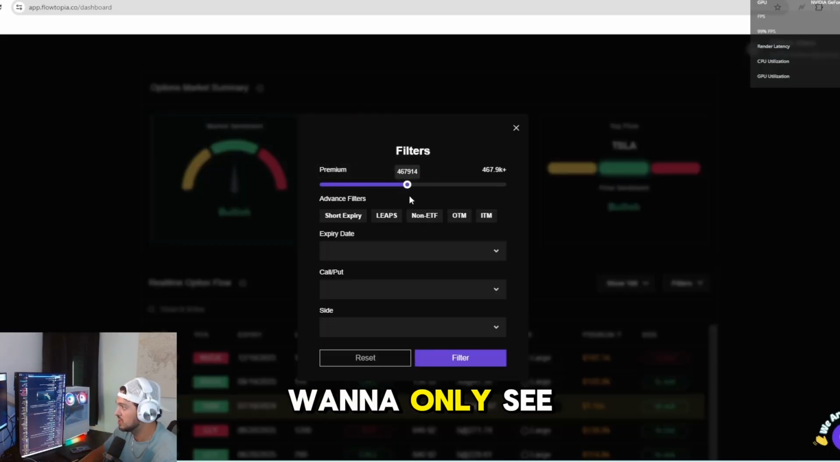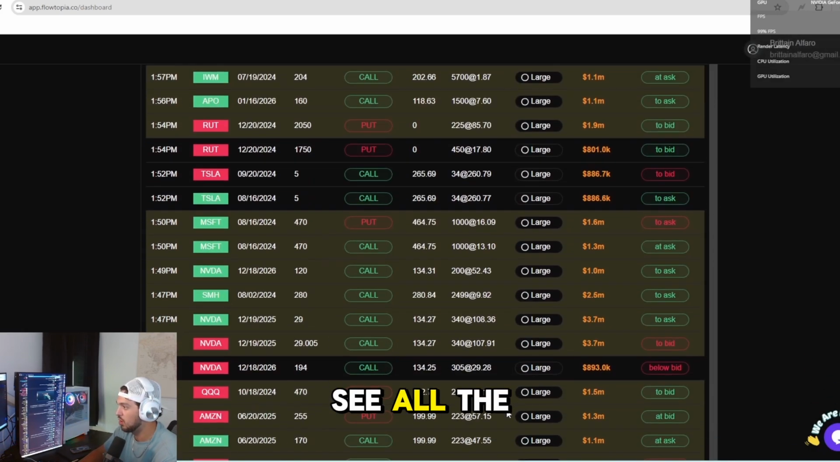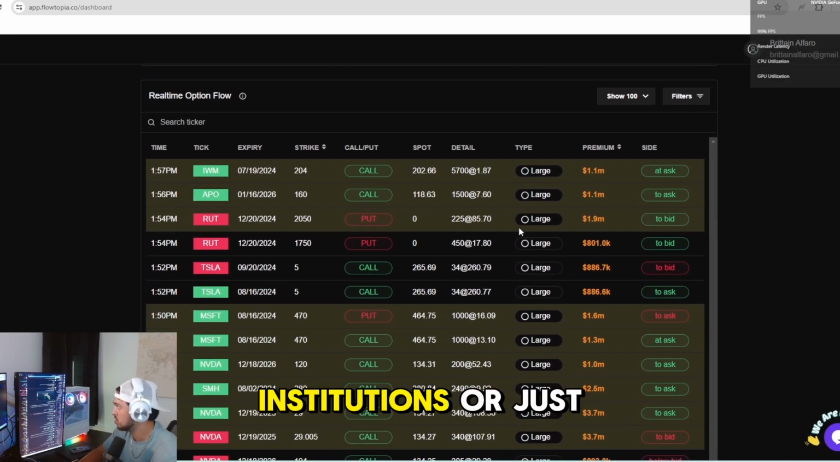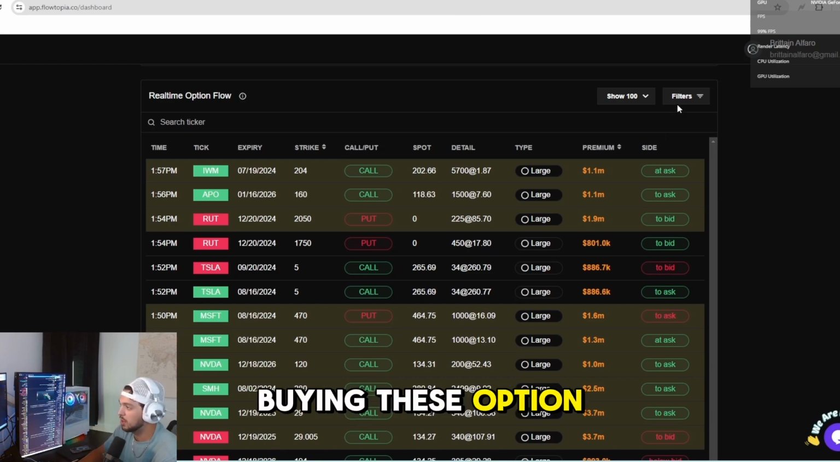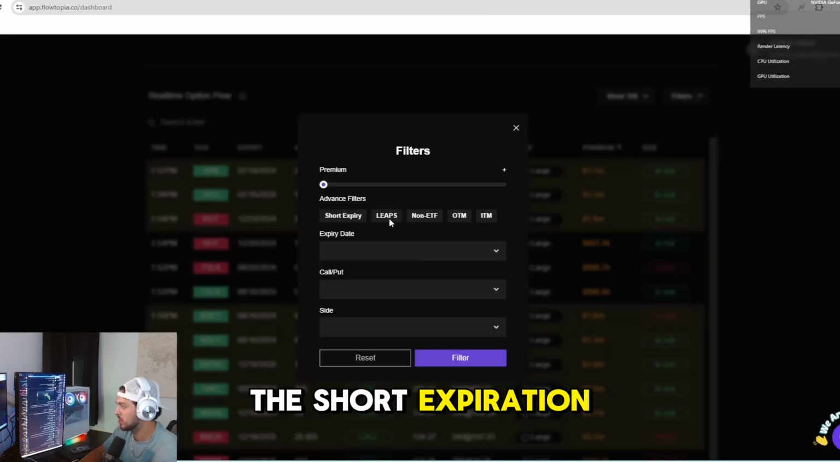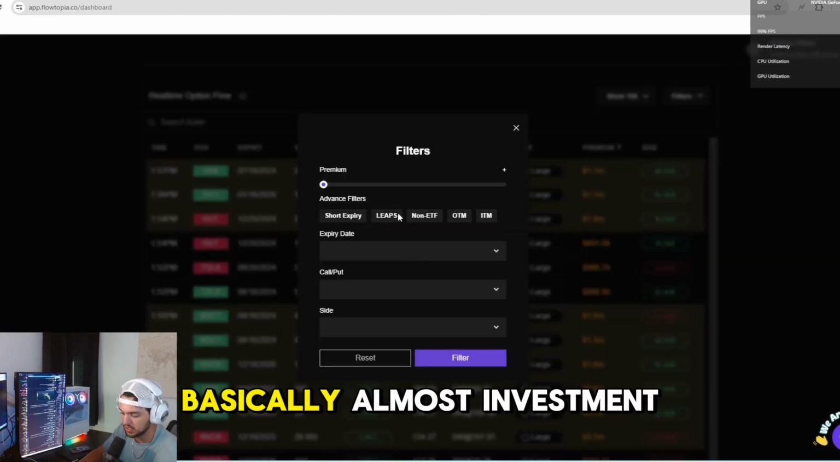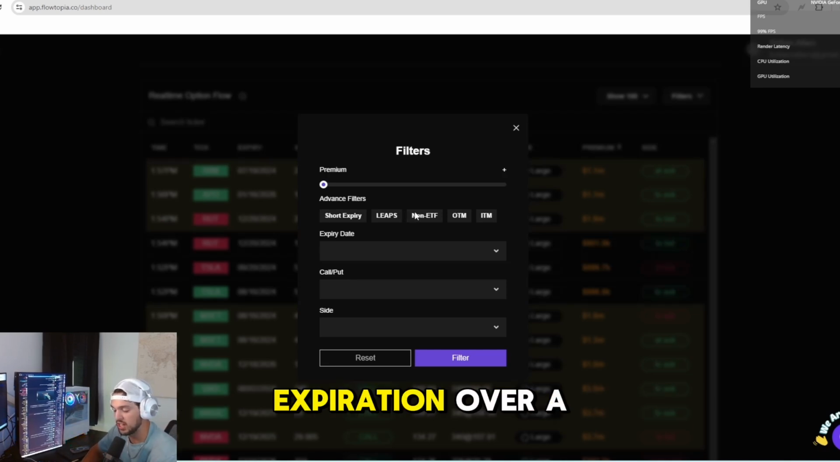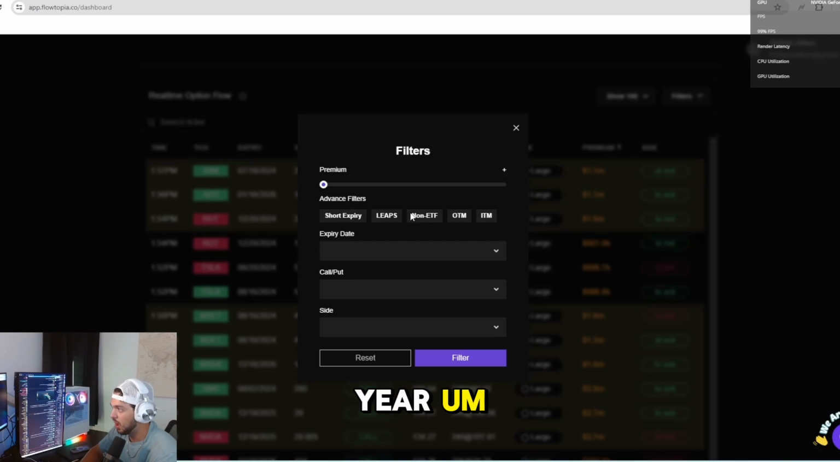So if you want to only see big money buyers, you can do that. I'm going to do 780,000. You see all the ones buying a lot. They're putting tons of money, which is usually institutions or just huge whales buying these option contracts. Then you got the short expiration. You got the LEAPS. LEAPS are basically almost investments. Like they're buying for an expiration over a year. So they're looking to hold that thing for a while typically.